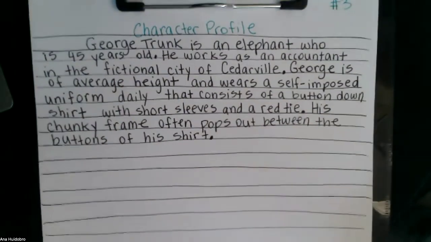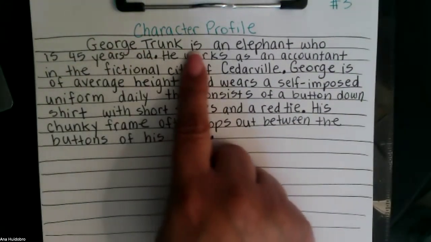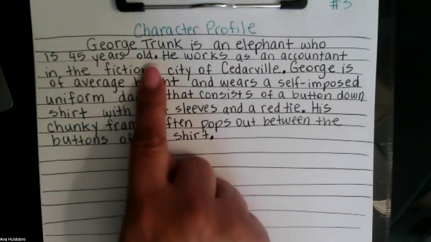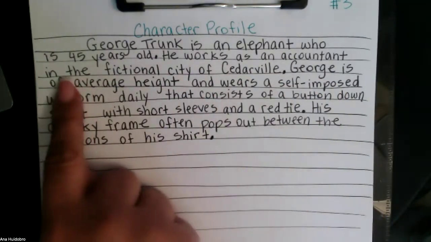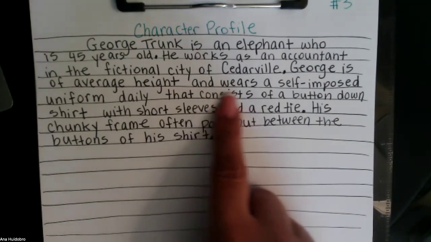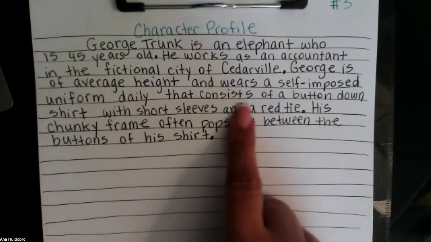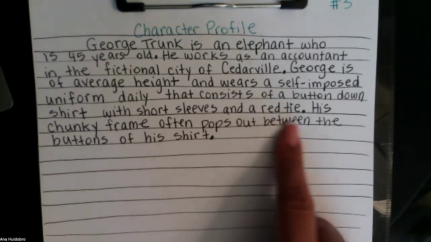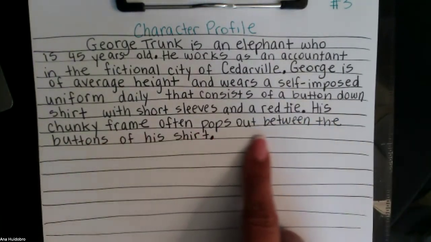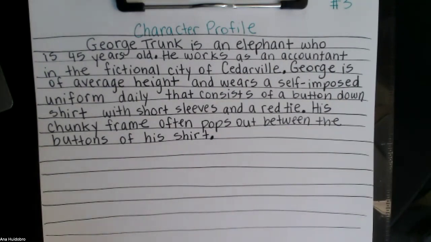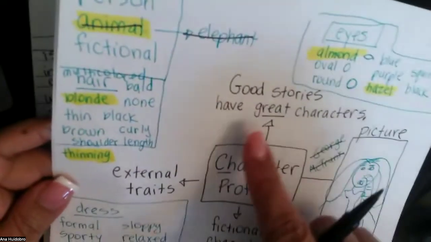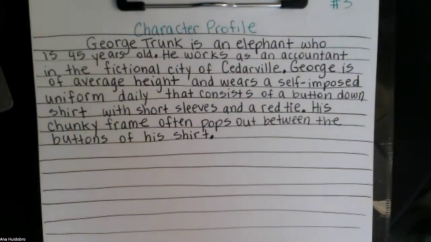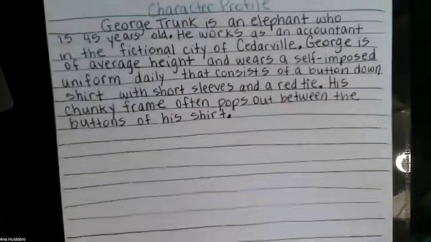I'm going to read what I wrote so far. George Trunk is an elephant who is 45 years old. He works as an accountant in the fictional city of Cedarville. George is of average, oh, I did put average height, and wears a self-imposed uniform daily that consists of a button-down shirt with short sleeves and a red tie. His chunky frame often pops out between the buttons of his shirt. Okay, I think I have everything on this page. No, I don't. I don't have the eyes or the hair. And that's okay, because if I skip it, I skip it.